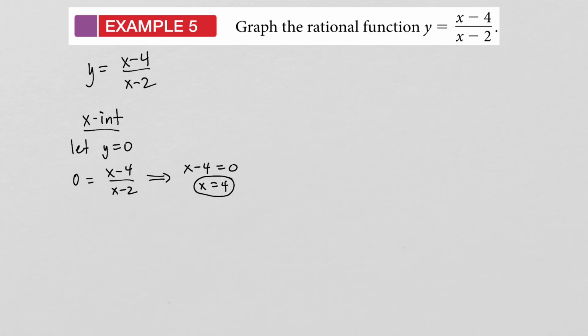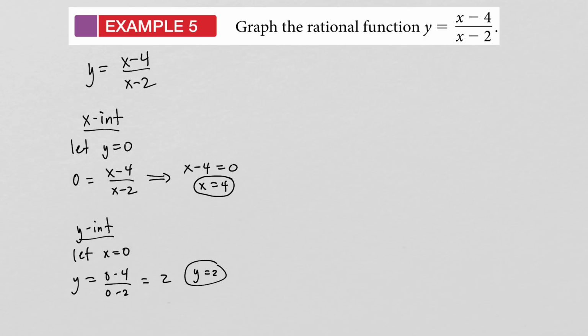That's our x-intercept. For the y-intercept, we simply let x equal 0. And we're going to get y equals 0 minus 4 divided by 0 minus 2. This is negative 4 divided by negative 2, which is positive 2. So y equals 2 is our y-intercept.